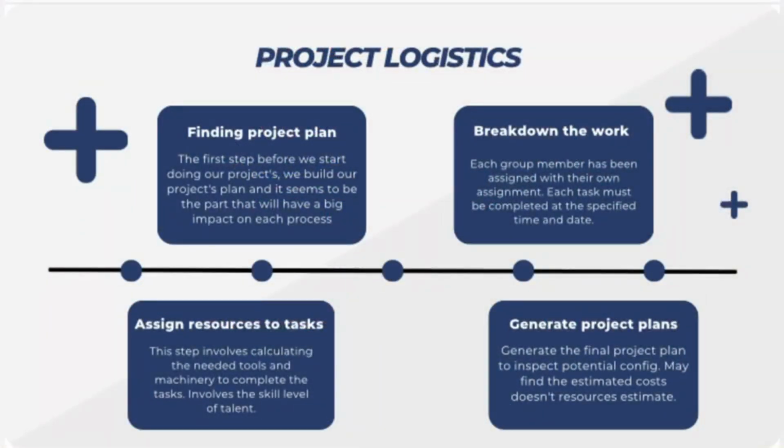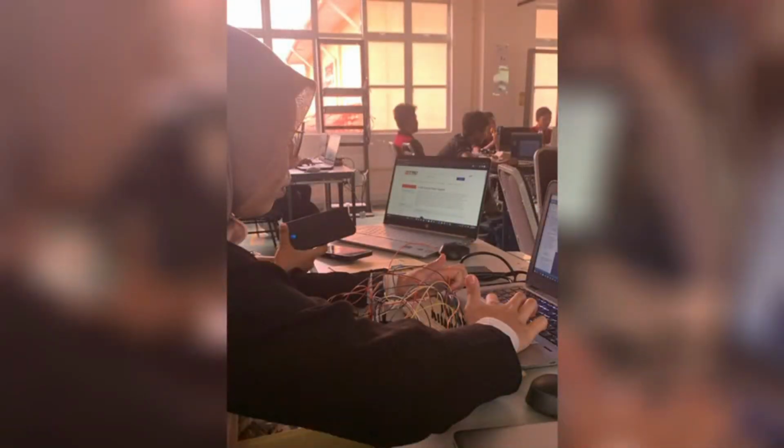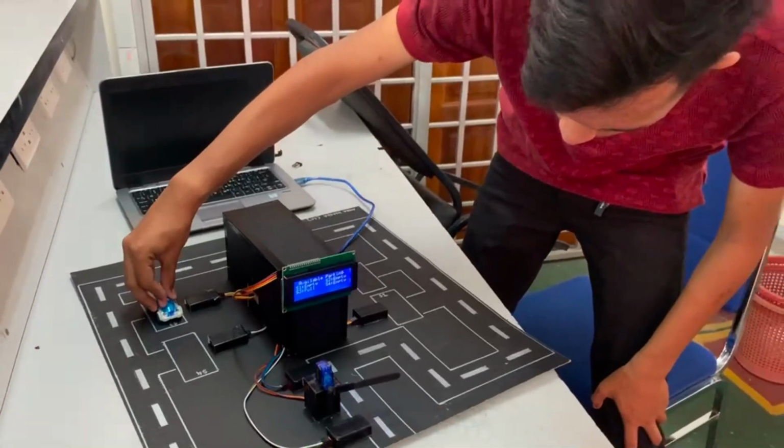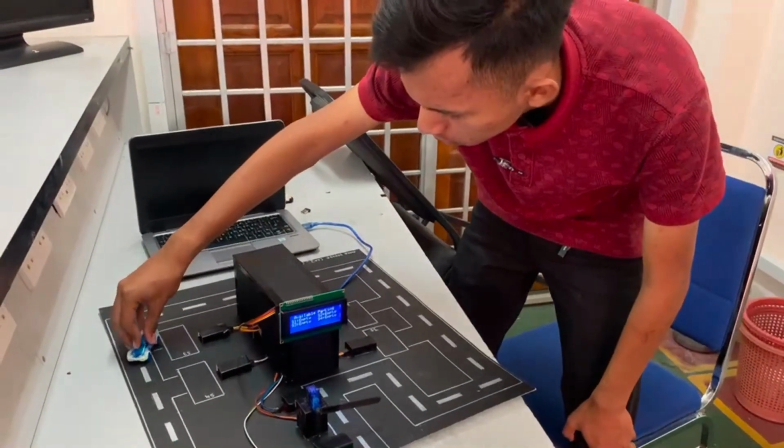There are 4 project logistics. First, finding project plan. The first step before we start doing our projects, we build our project plan and it's seen to be the part that will have a big impact on each process.